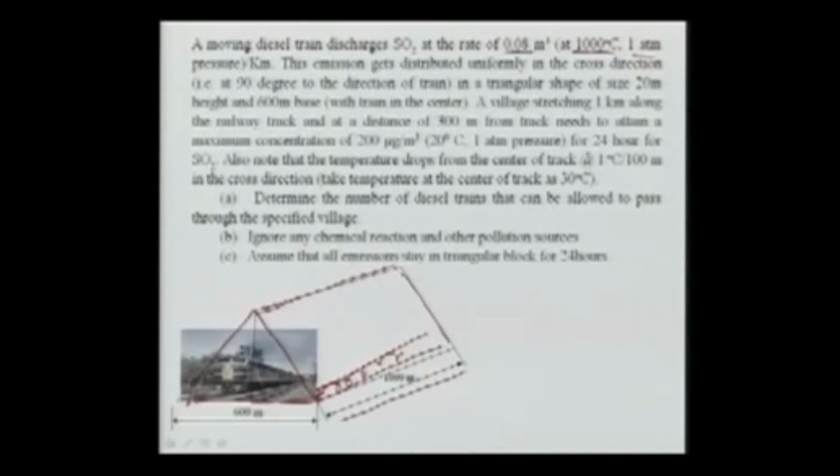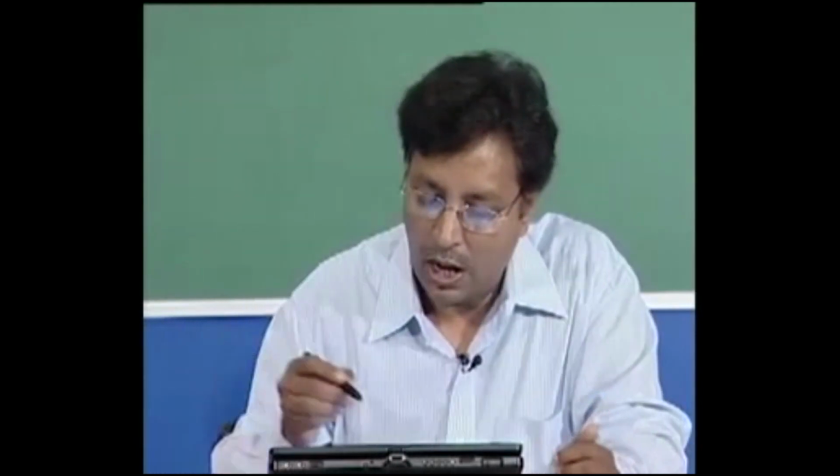We need to attain a maximum air concentration of 200 microgram per meter cube. So in order for villagers to be safe, we want to maintain an air quality of 200 microgram per meter cube, and the condition for this meter cube is 20 degrees Celsius, 1 atmospheric pressure, and the averaging time is 24 hours.